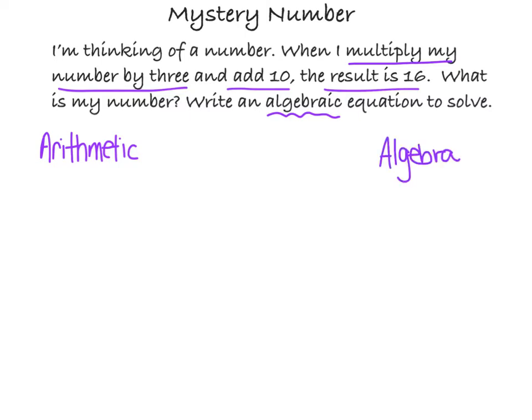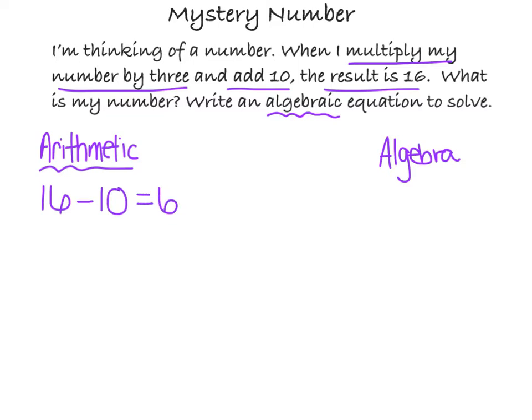To understand the difference between the two, it's usually easier to see one worked out. So if I'm solving this using arithmetic, which is a more basic type of math, we're just using addition, subtraction, multiplication, and division, just basic computations here. The way I could solve this is I'm starting at the end, so I'm starting with the result of 16. And then since the thing I did before that was I had added 10, I'm going to undo that by subtracting 10. And then I would have 6.